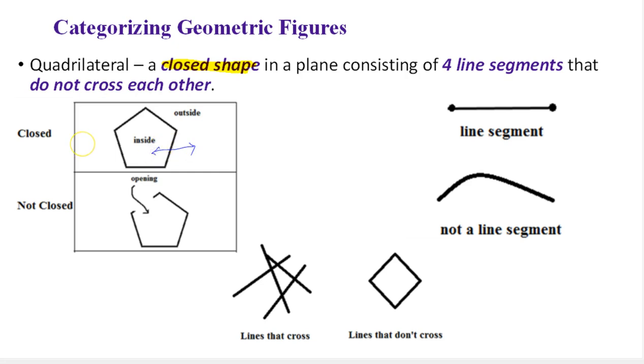In a shape that's not closed, or open, you can see there's an opening. So there's not really an inside or an outside, even though it seems kind of like the inside, because they're not separated by a boundary.